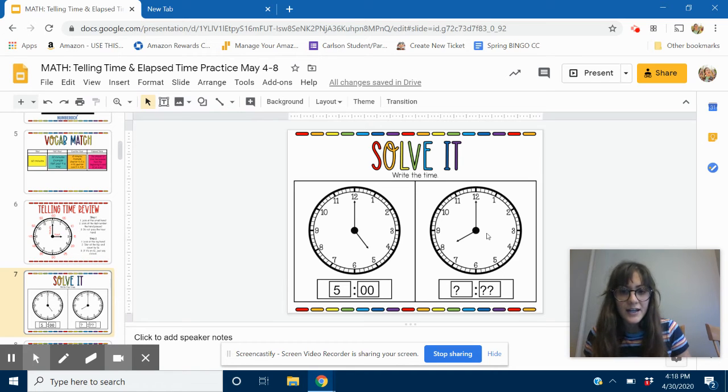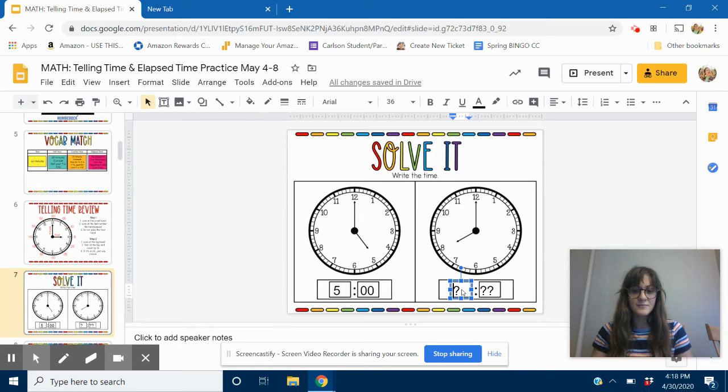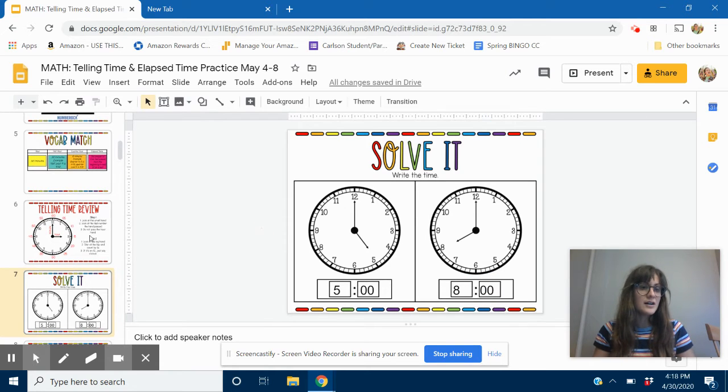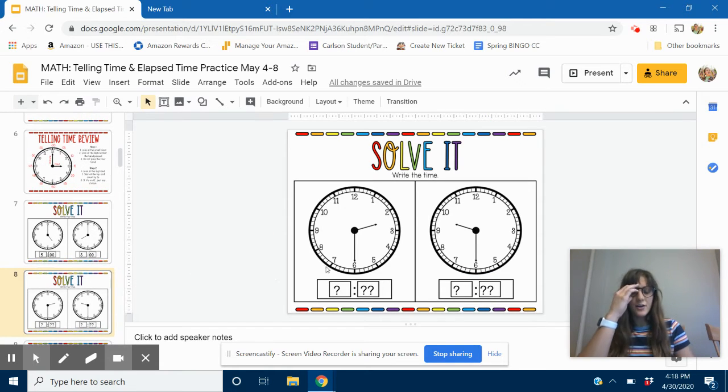Okay, let's look here. It looks like our hour hand is pointing right directly at the 8, and our minute hand is pointing at the 12. So our time would be 8 o'clock. All right, let's move on. Slide number 8. Okay, let's see here.